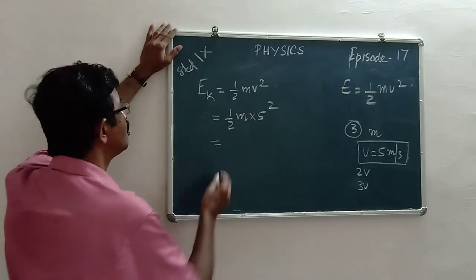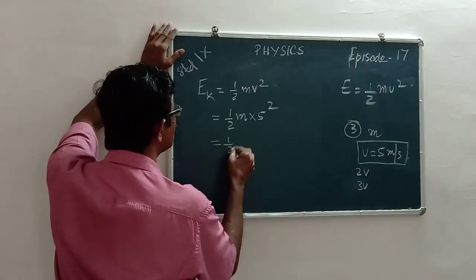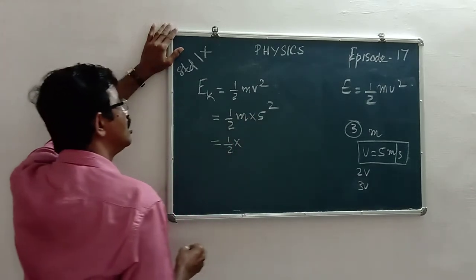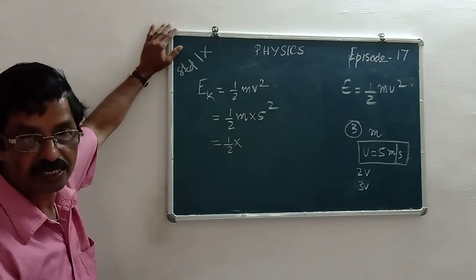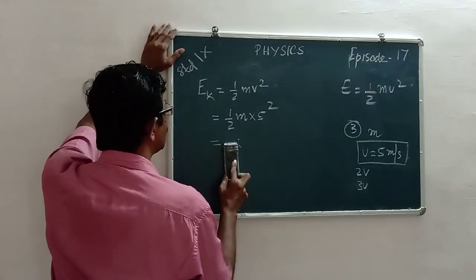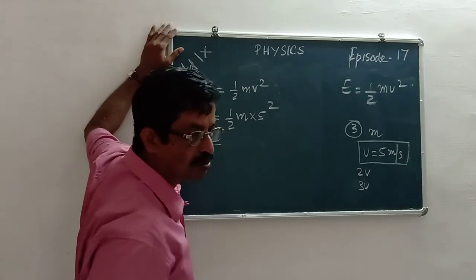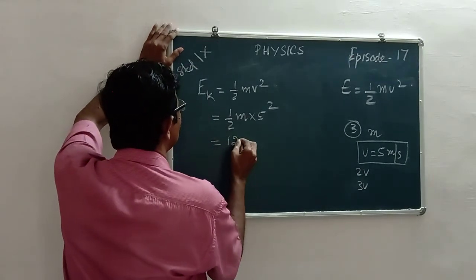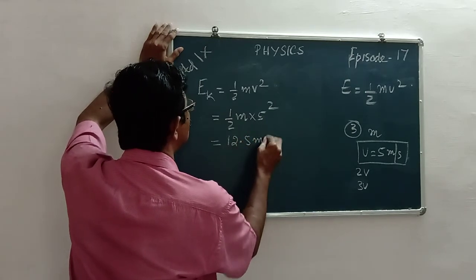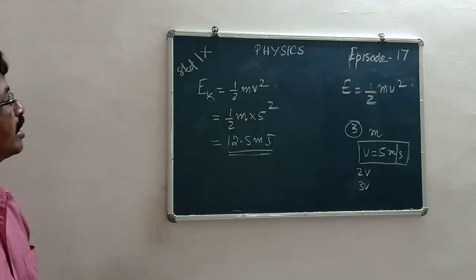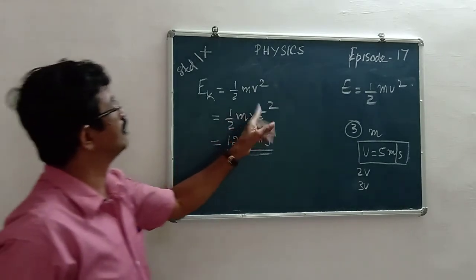That is equal to half into 5 square, which is 25, and 25 divided by 2 is how much? It will be 12.5 m Joule. Or otherwise we can write half m into 25.